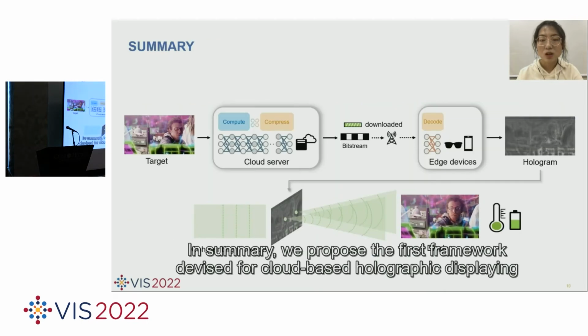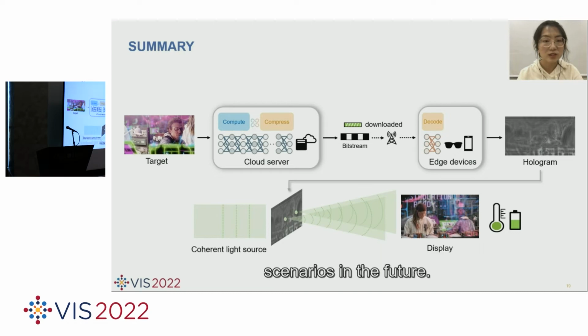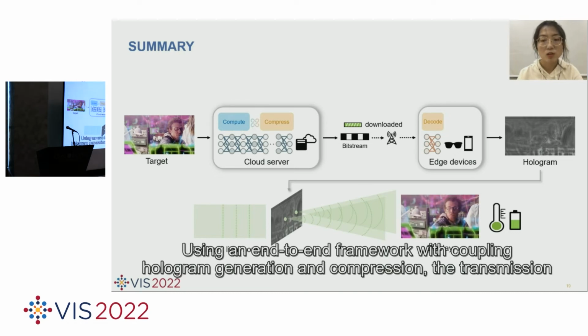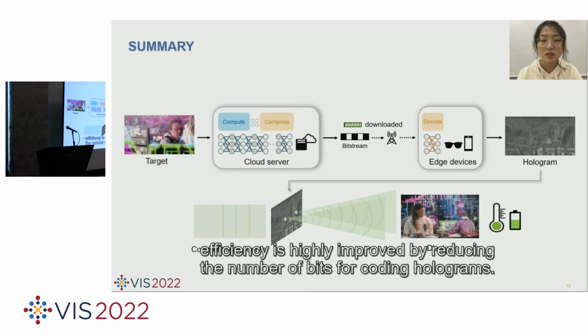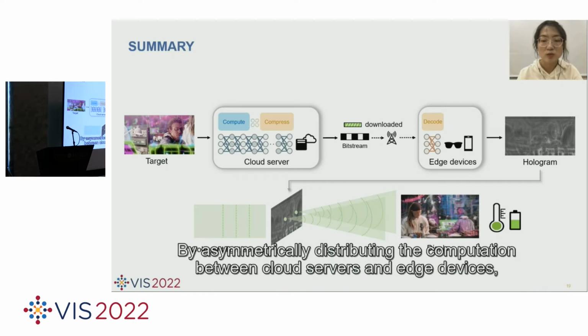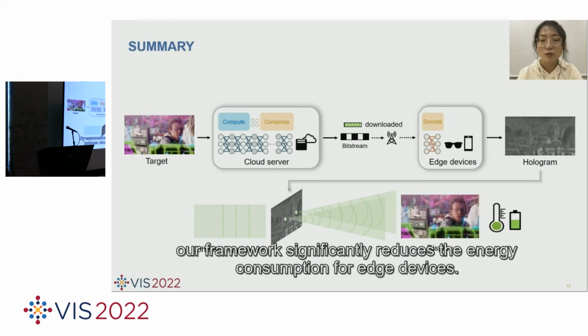In summary, we propose the first framework for cloud-based holographic displaying scenarios in the future. Using an end-to-end framework with coupling hologram generation and compression, the transmission efficiency is highly improved by reducing the number of bits for coding holograms. By asymmetrically distributing the computation between cloud servers and edge devices, our framework significantly reduces the energy consumption for edge devices.